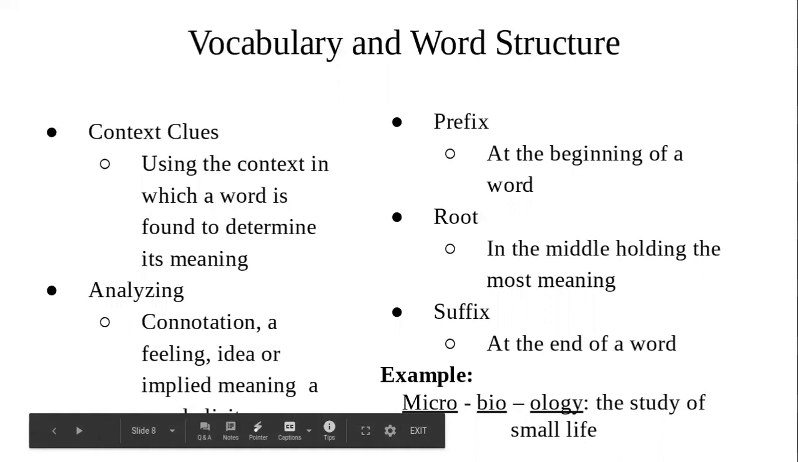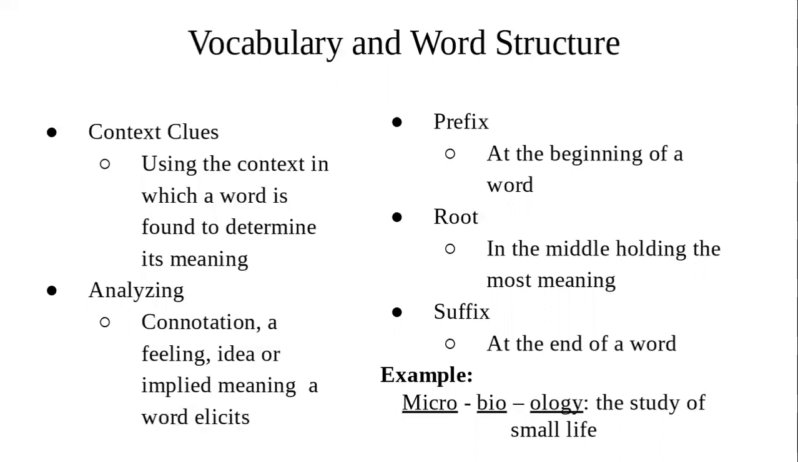Now for our last slide, vocabulary and word structure. These might seem very basic and many people seem to overlook them, but you really want to take note of this because these will be tools that will help you when reading these longer passages on the test. So context clues. You really want to look at the hidden meaning or the context of the word that's being asked so that you can kind of put together the information from the passage. Analyzing, this brings us back to connotation, which is a feeling, idea, or implied meaning a word elicits. Again, this helps you fill in those context gaps.